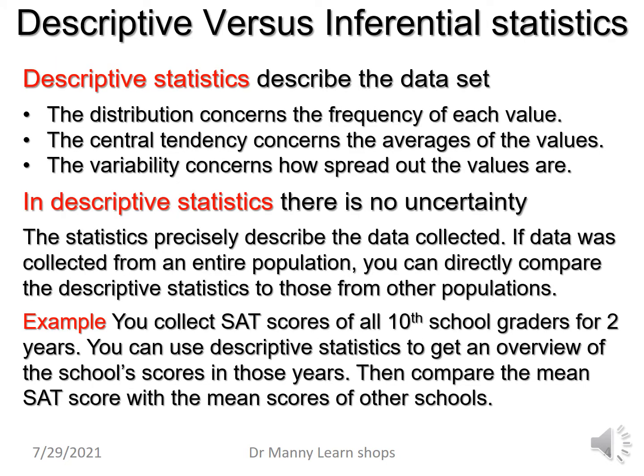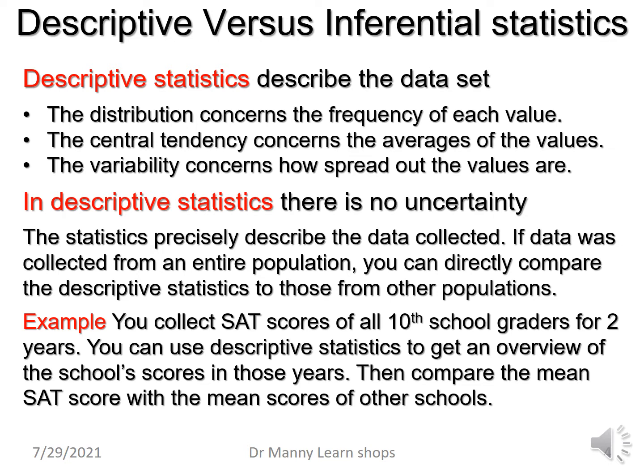Just to recap, let's remember that descriptive statistics describe the data set. The distribution concerns the frequency of each value. The central tendency concerns the averages of the values. The variability concerns how spread out the values are. In descriptive statistics, there is no uncertainty. The statistics precisely describe the data collected.